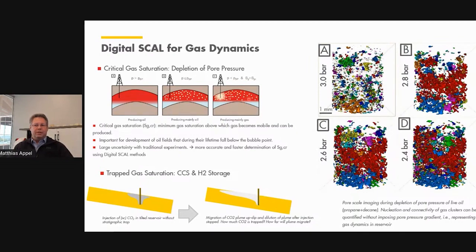So, huge economic impact on the evaluation to know what is that critical gas saturation. Now, there have been experimental techniques for decades, but the problem is, experimentally, the experiment will affect the result, because in order to measure it, you need to impose a pressure gradient across the sample in order to get any flow, to measure what comes out of the sample.